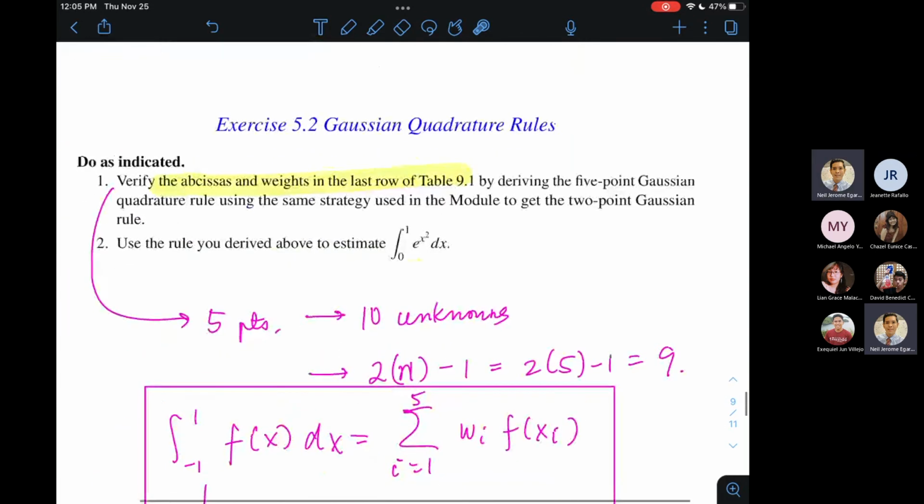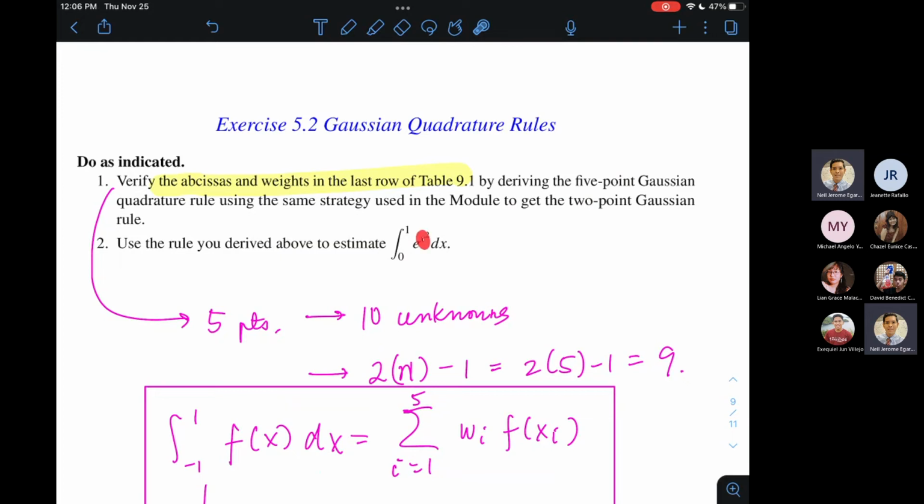And then yung problem number 2, kailangan nyo lang gamitin yung 5-point Gaussian or Gauss-Legendre polynomial para i-estimate itong integral na ito. But again, you need to be careful because the abscissas that we get from number 1 would be on the interval -1 to 1. Pero this time, ang interval natin ay 0 to 1. So, ang mga function values na gagamitin nyo dun sa quadrature rule, ang i-plug in nyo ay yung translation ng mga abscissas na nasa table 9.1.